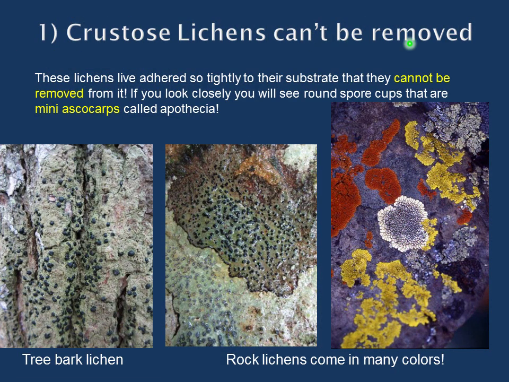Crustose lichens can't be removed. They're really close to rock. These lichens have adhered so tightly to their substrate they cannot be removed from it. If you look closely, you'll see round spore cups that are mini ascocarps called apothecia. You can see in the bottom left picture a tree bark lichen growing very close to the tree bark, and then we have rock lichens. They come in many colors. Around here in Flagstaff we can see yellow, red, green, white, tan, blue, gray.